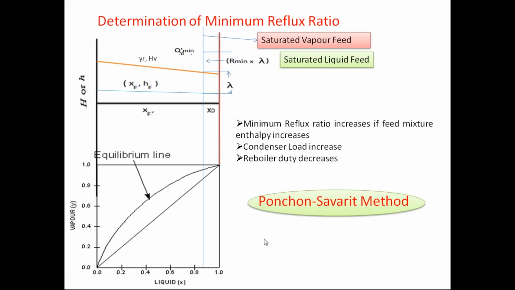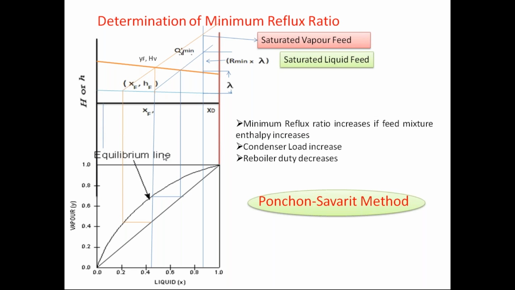Yeah. So again, you can see how this can be drawn. Saturated liquid, and yeah. Now here you see, if you draw at XW, these lines can be extended onto this, and you can find out the QB value. QB value is the reboiler duty.